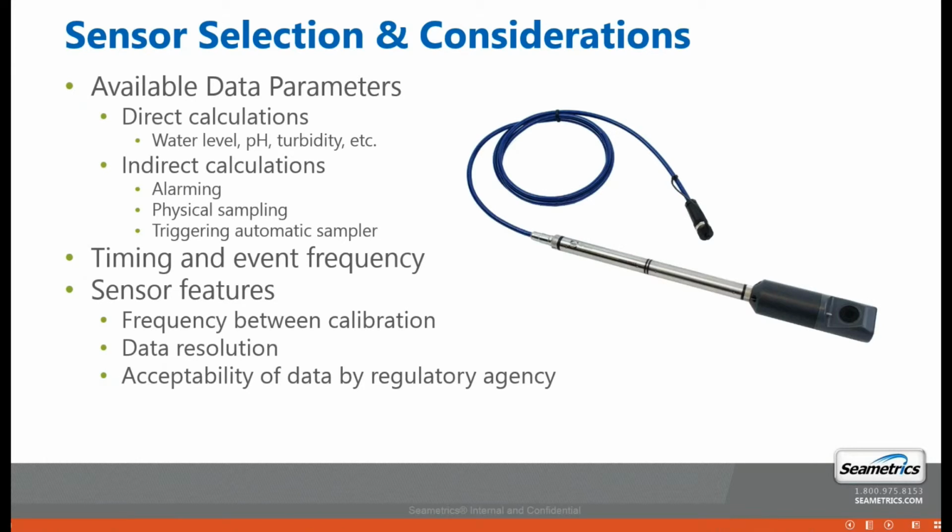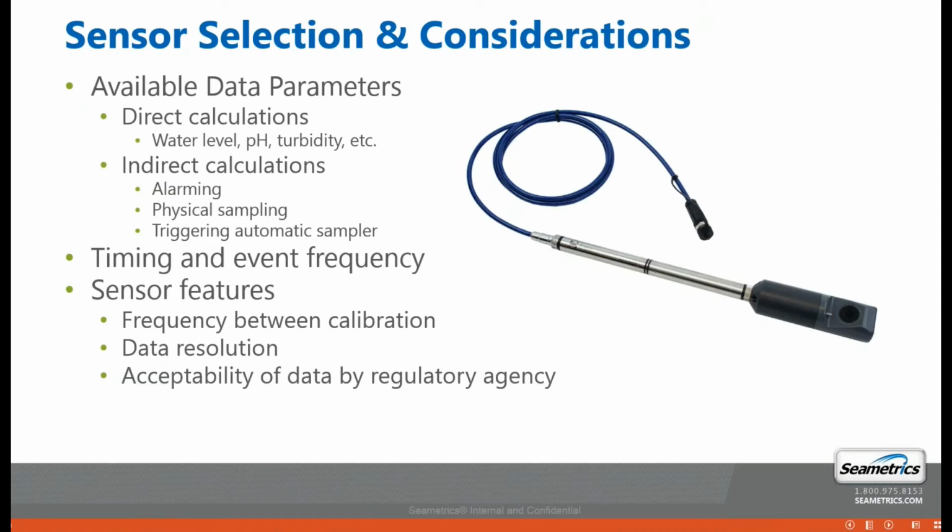And then you would also want to take into consideration some of the indirect calculations, like if you need this to be alarming, if you're going to have a physical sampler coming in there as well, or if you're triggering an automatic sampler. The other thing to take into consideration is timing and event frequency. A lot of the water quality sensors in particular might have a little bit more time that they need to equilibrate before they can actually transmit that data back to you, or before it becomes a usable number.